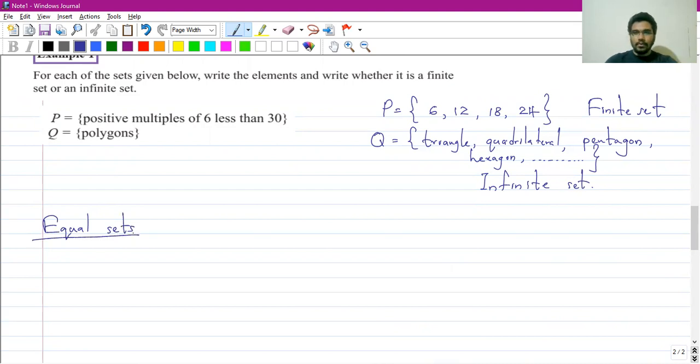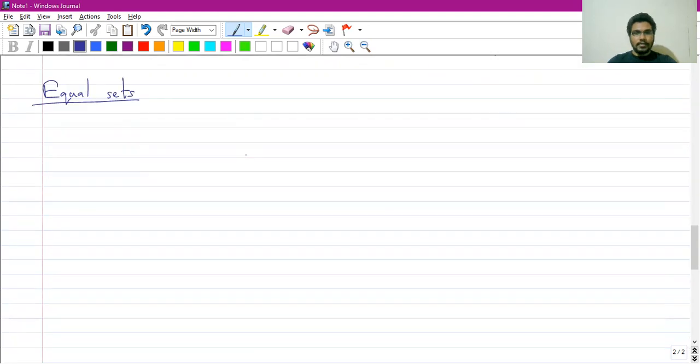Okay. Equal sets means, yes, you have the idea now. Equal means they must be the same. They must be the same. So, before going for an example, shall we try to understand it this way? Equal sets means if there are 2 sets and the elements of both sets are equal. If the elements of both sets are equal, we can say these 2 sets are equal.